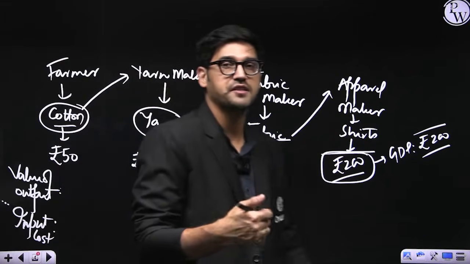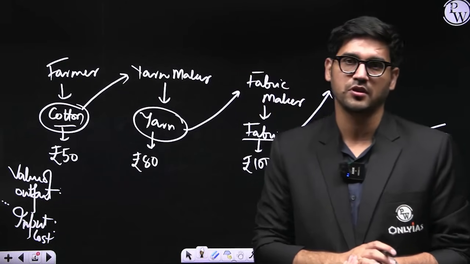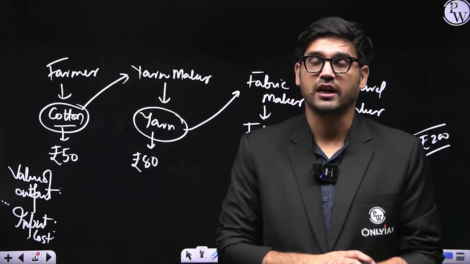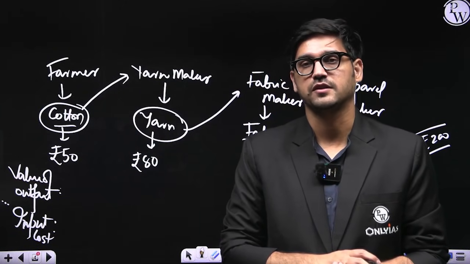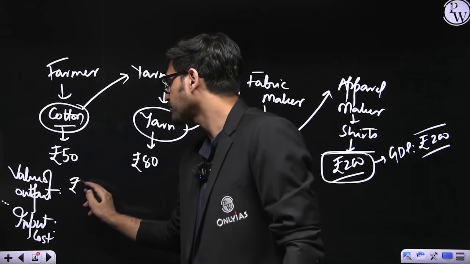For example, when the surveyor goes to the farmer, he is only going to ask him, how many bushels of cotton did you produce? The person is going to say 10. Then you will ask him, what was the market price of each of these? He will say 5 rupees. That means the value of his output is 50 rupees.